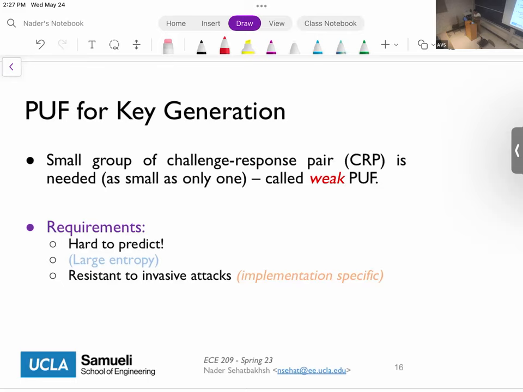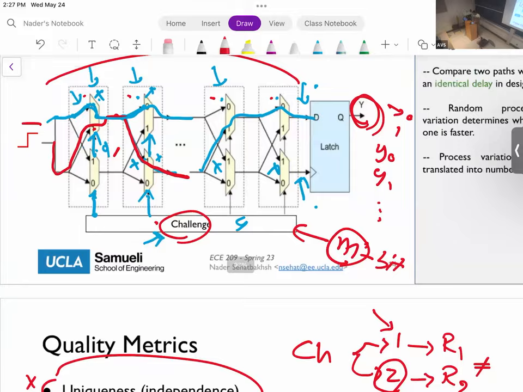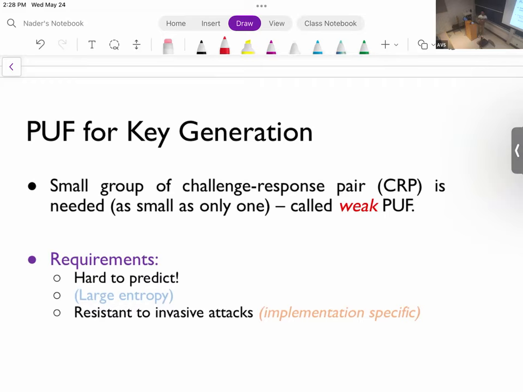The reason for this is that typically a weak PUF takes a very small number of challenges. For example, I showed you that I can have an n-bit or m-bit challenge, and if this m is large, it means that I have a very large space of challenges and responses. For a weak PUF, you usually don't have this. You typically have, for example, a 1-bit challenge or 2-bit challenge. The reason is that you want, for example, a single key in your system. For example, if you want to use AES, you don't want to have 100 different keys. All you need is one key that is secure and cannot be read by the adversary, right?